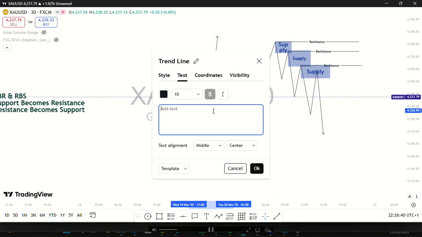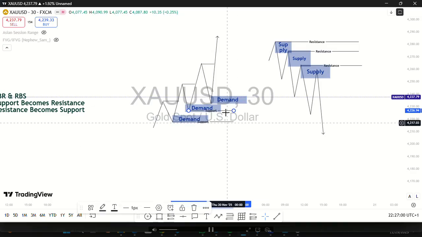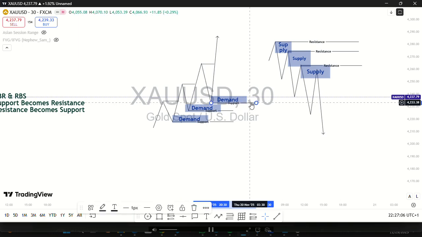But the difference is supply and demand is a region. You can see it's a rectangle where we expect price to continue its direction. It's a region. That's why we draw a rectangle. So that's the case for supply and demand.